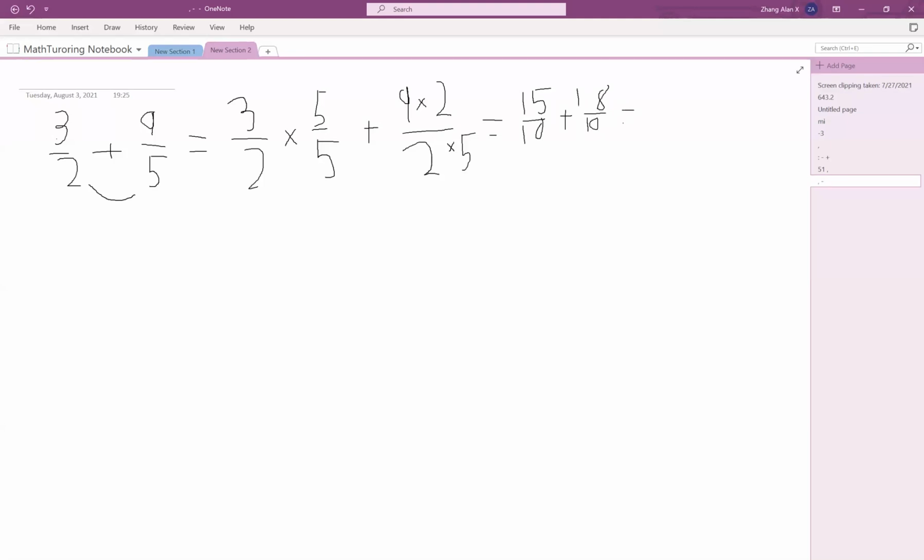Then, Caitlin, can you tell me what 15 tenths plus 18 tenths equal? Oh, sorry. 33. Yep, that's right. And then the bottom is just 10.